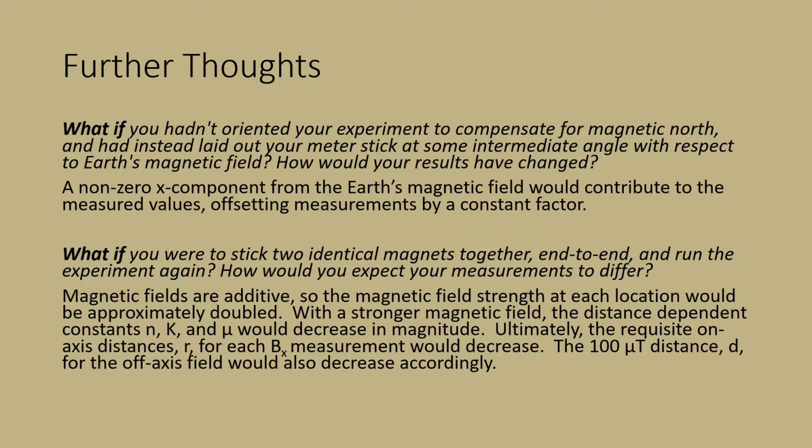So, with this idea that magnetic fields are additive, by sticking two magnets together north to south, the magnetic field strength at any location in space would be approximately doubled. With this stronger magnetic field, the distance-dependent constants that were found, n, k, and the magnetic dipole moment mu, would also decrease. Ultimately, the requisite on-axis distances r for each x component of the magnetic field would also decrease, and finally, the 100 microtesla distance d for the 45-degree off-axis field would also decrease.